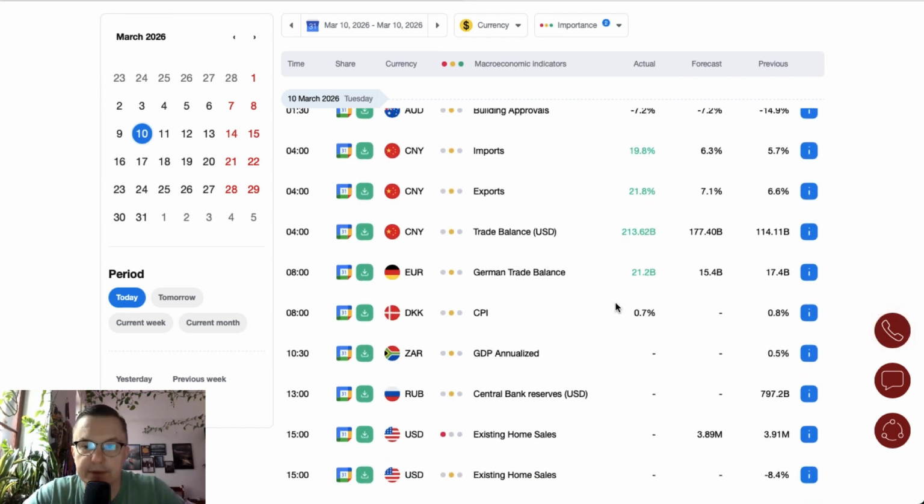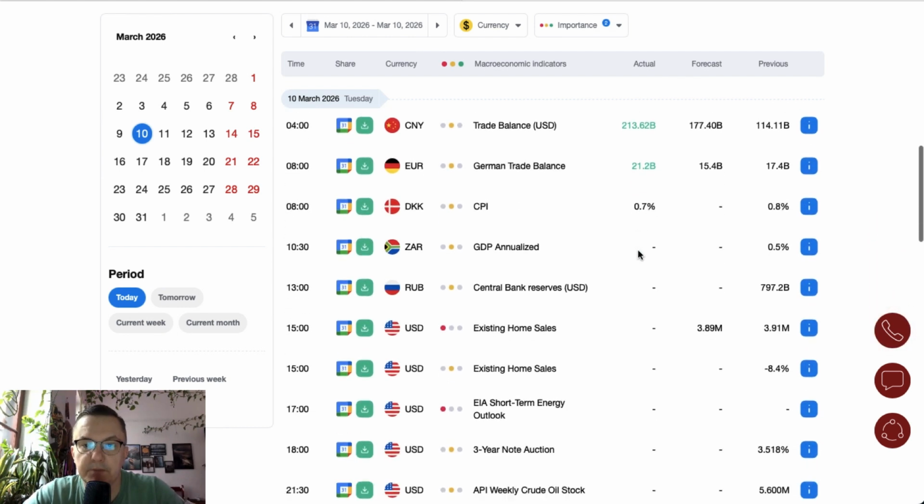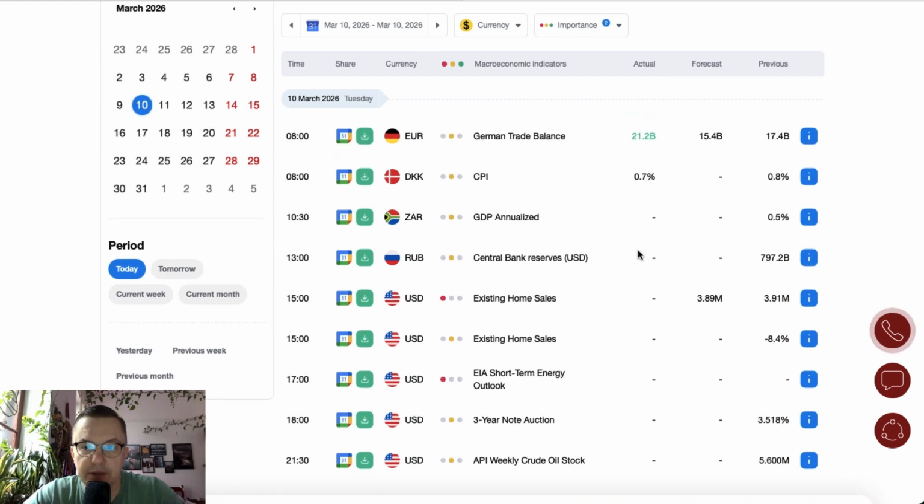Chinese data: imports beat the expectations, exports beat the expectations, trade balance beats the expectations. So a pretty good bunch of data from China. German trade balance up from 17.5 billion euro to 21.5 billion euro.